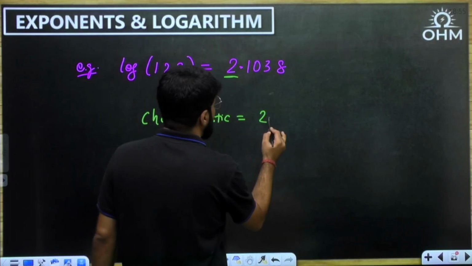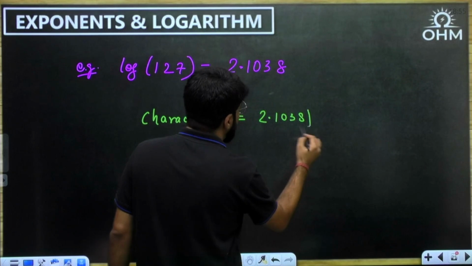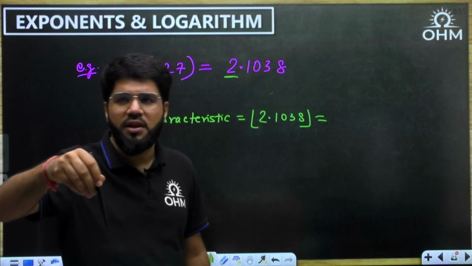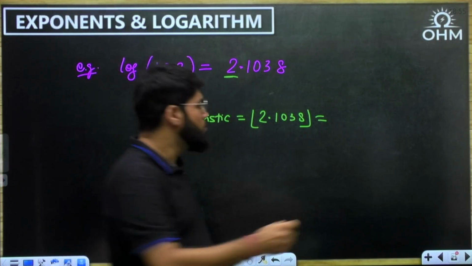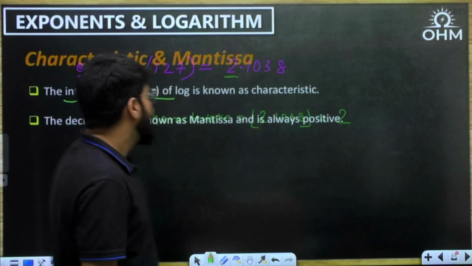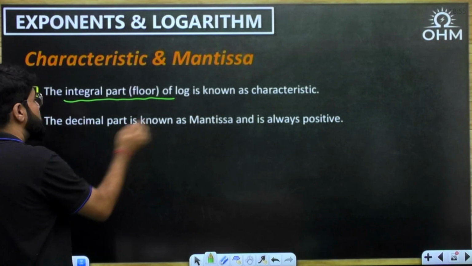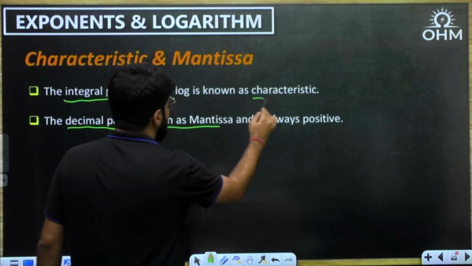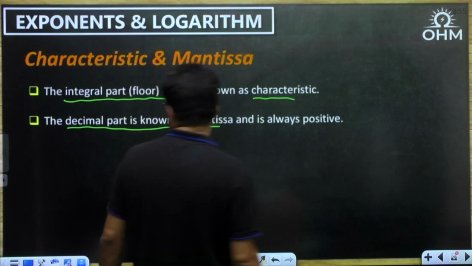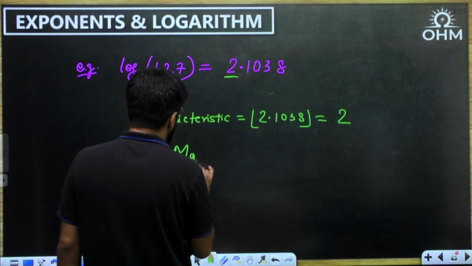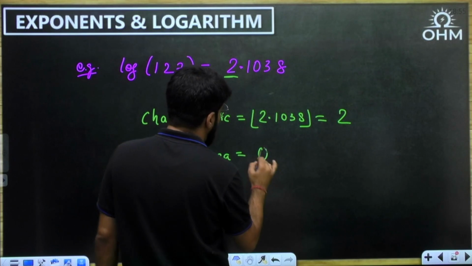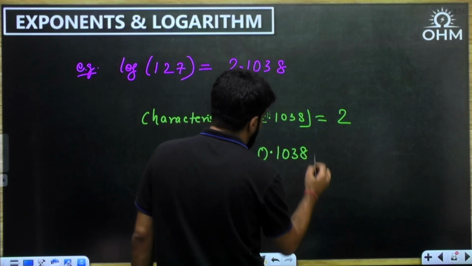So 2.1038, when you take the floor of it, floor means below. So what is the integer below 2.1038? It is 2. Above will be 3, below will be 2. That is what I have written here, that is the characteristic. Then the decimal part is known as the mantissa, and mantissa is always positive. It is only the decimal part, the remaining part, 0.1038, the fractional part.